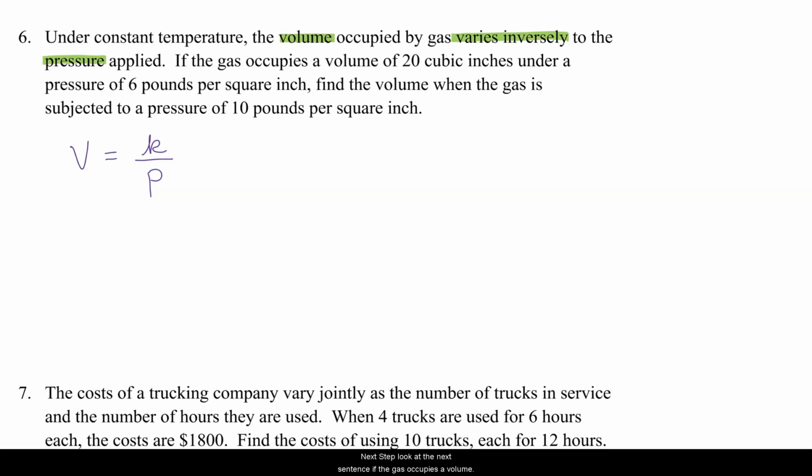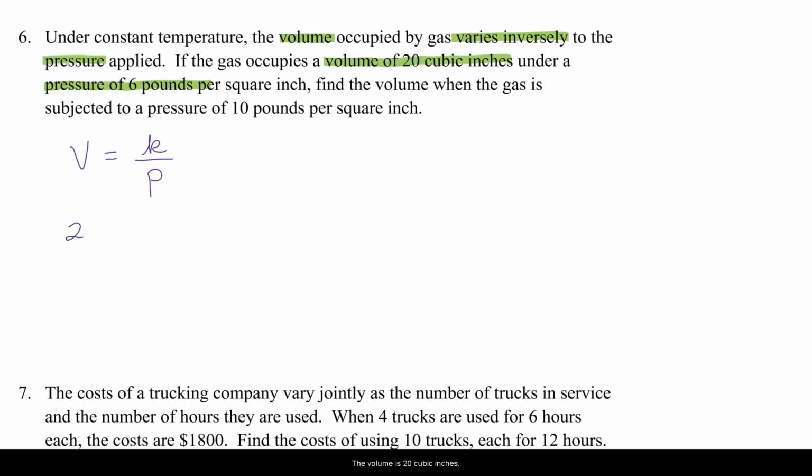If the gas occupies a volume of 20 cubic inches under a pressure of 6 pounds per square inch, and I'm going to pause there because this information right here, 20 cubic inches volume, pressure of 6 pounds, this tells me how to find K. So I'm going to pause here before going on to the next part of that sentence. The next part of that sentence deals with that second step of solving the equation. So let's see if we can find K.